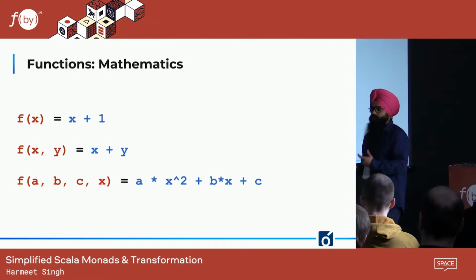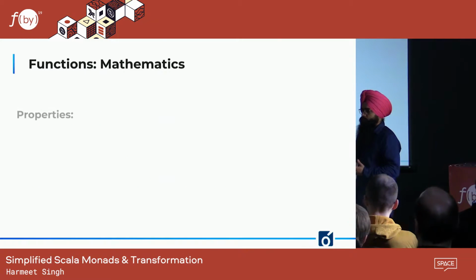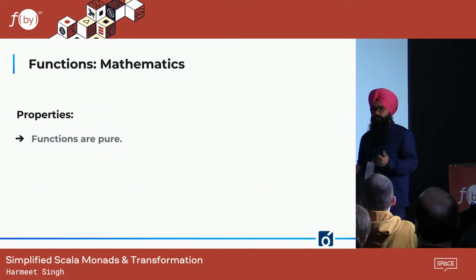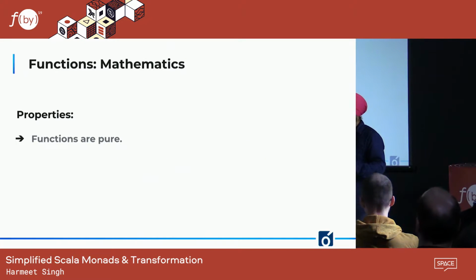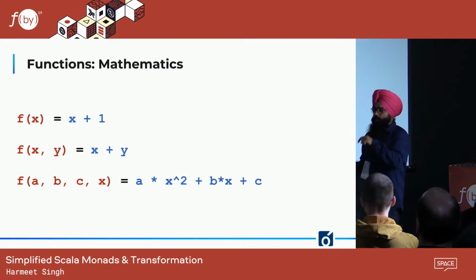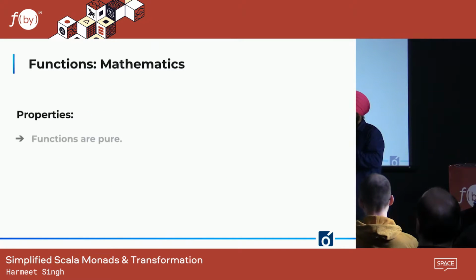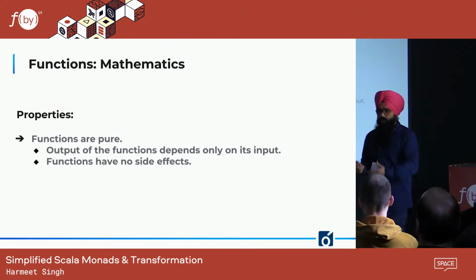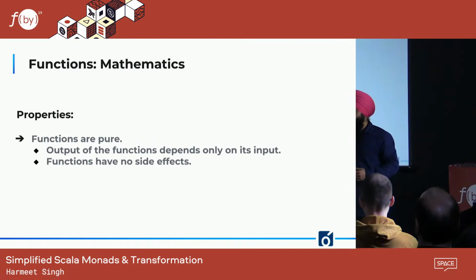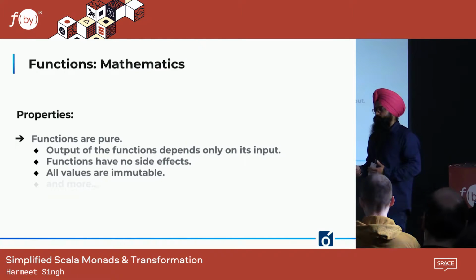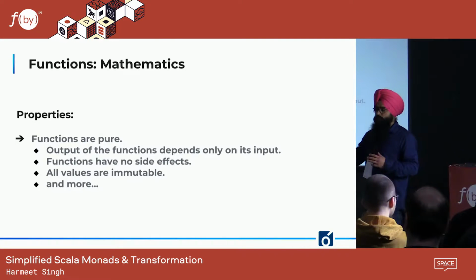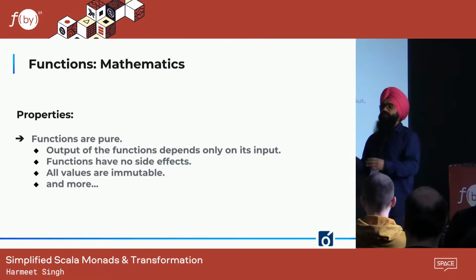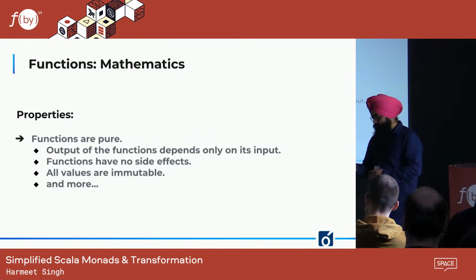But these functions have some properties, and those properties are: functions are pure. What does it mean? The output of the function depends only on its input. If you see in this, the output of every function depends only on its input. Functions have no side effects. We will see later what side effects are. And all values are immutable. There are lots of definitions throughout the internet. You can search it, but these are the simplest way of defining a function and its properties.